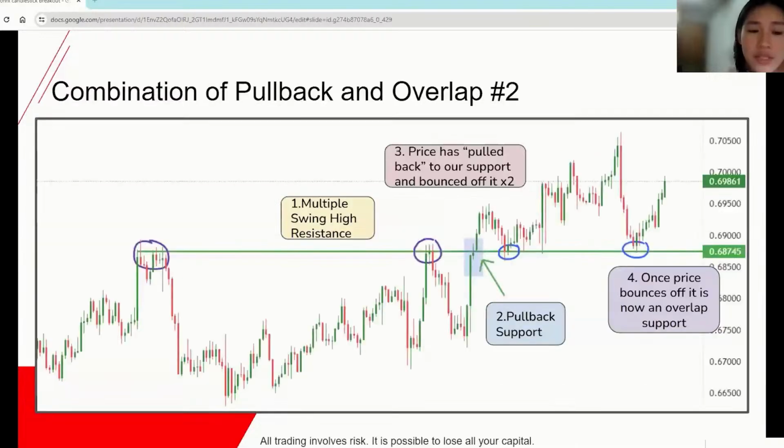Okay, another example here. With 2 swing highs lining up, we have a swing high resistance. Price has surpassed this level and it has become a pullback support, so we can expect price to retrace back to this level. Take note of the blue circles here, since price bounces off this level twice, making it a really strong overlap support.